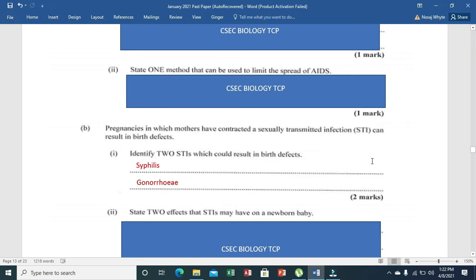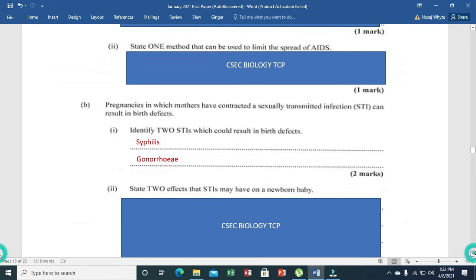So the 2 diseases I'm looking at here are, of course, syphilis and gonorrhea. So I'm identifying 2 STIs which could result in birth defects: syphilis and gonorrhea. Now the other question states 2 effects that STIs may have on a newborn baby. Let's look at that. What is it that you have there? I'm going to reveal.